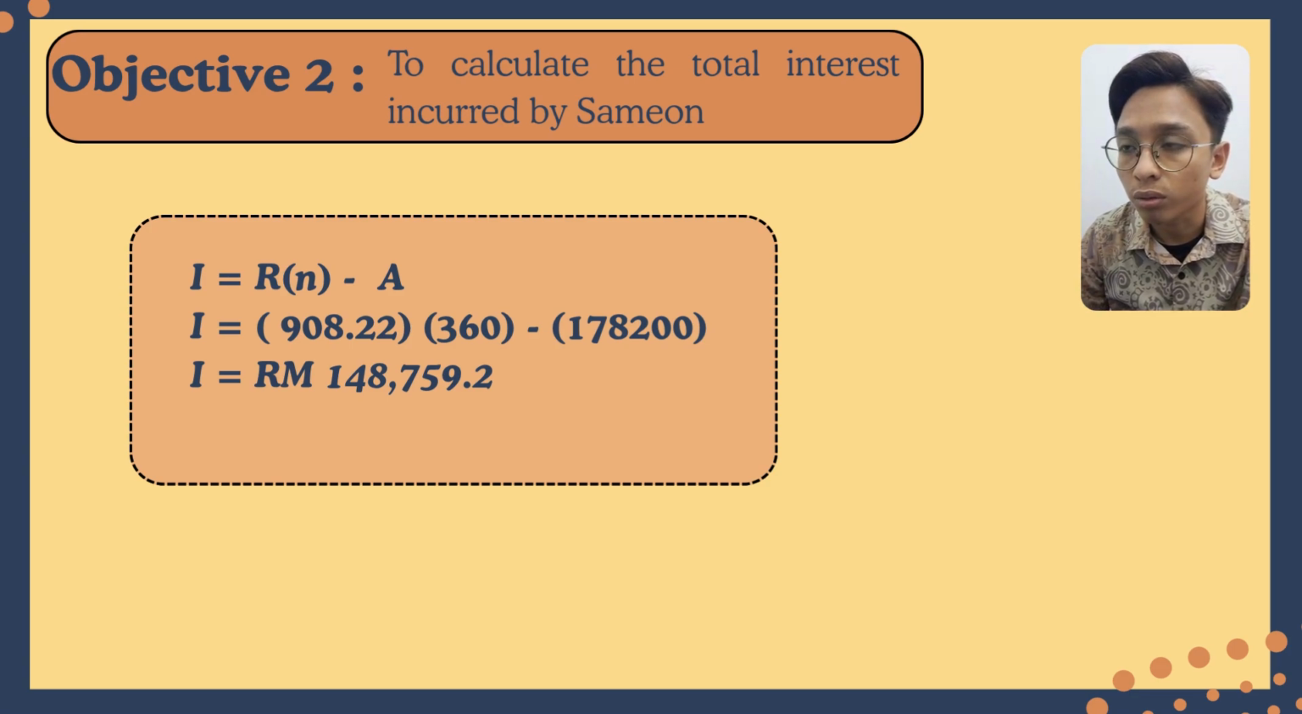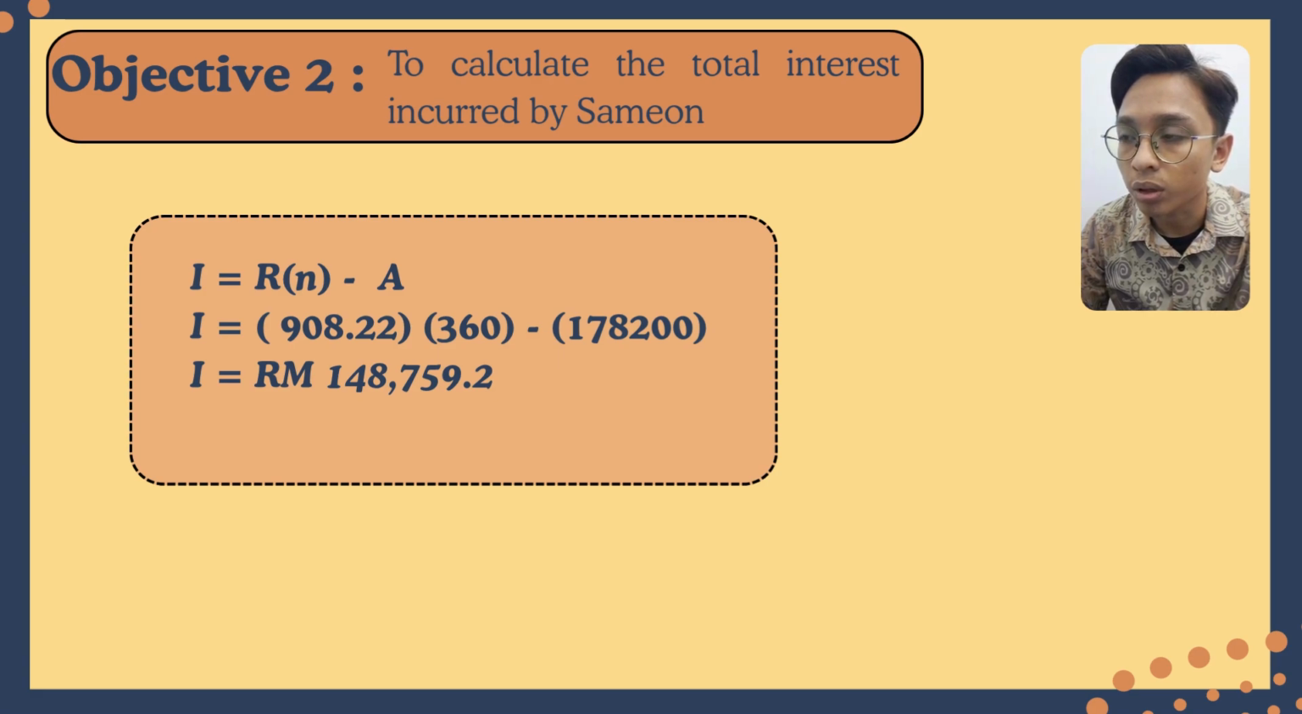For objective 2, we need to calculate the total interest incurred by Samion. Interest equals R multiplied by N minus A. Interest equals 908.22 multiplied by 360 minus 178,200. Interest equals RM 148,759.2.